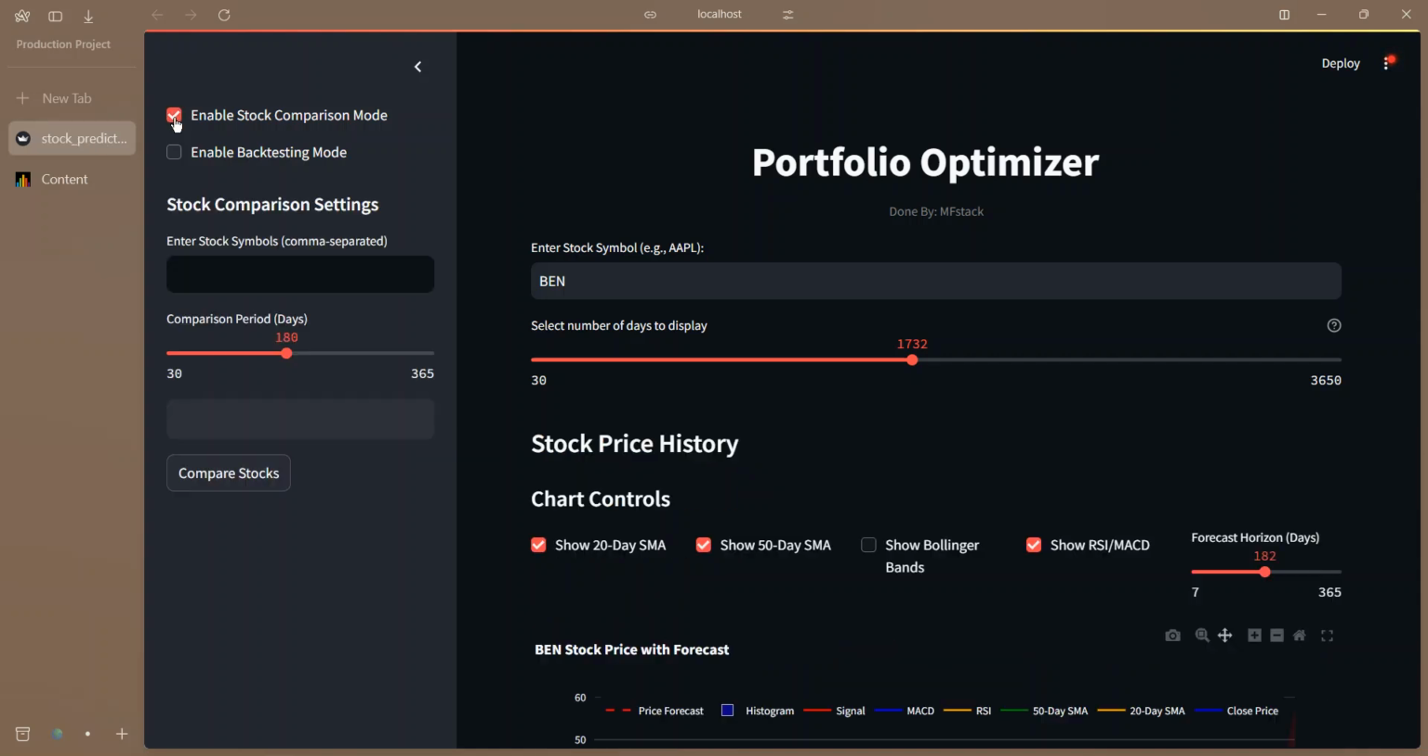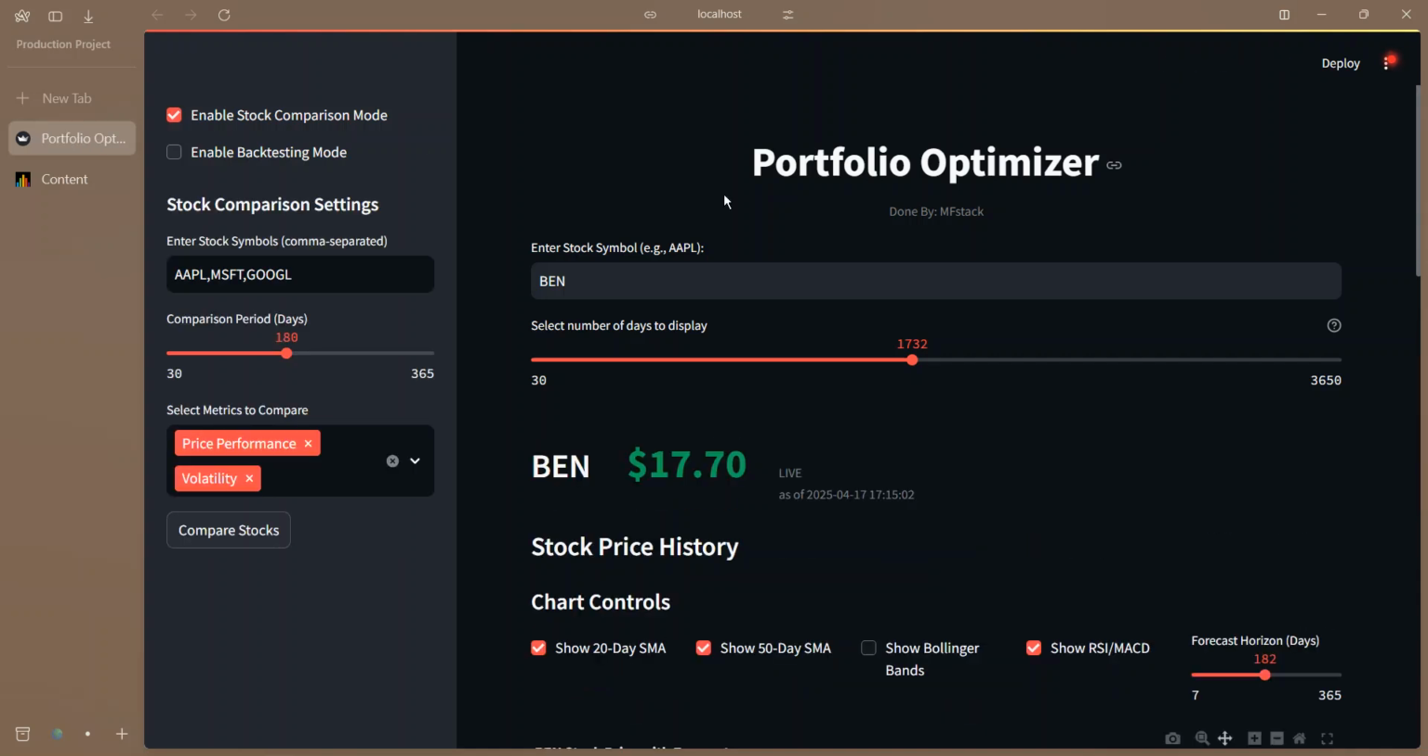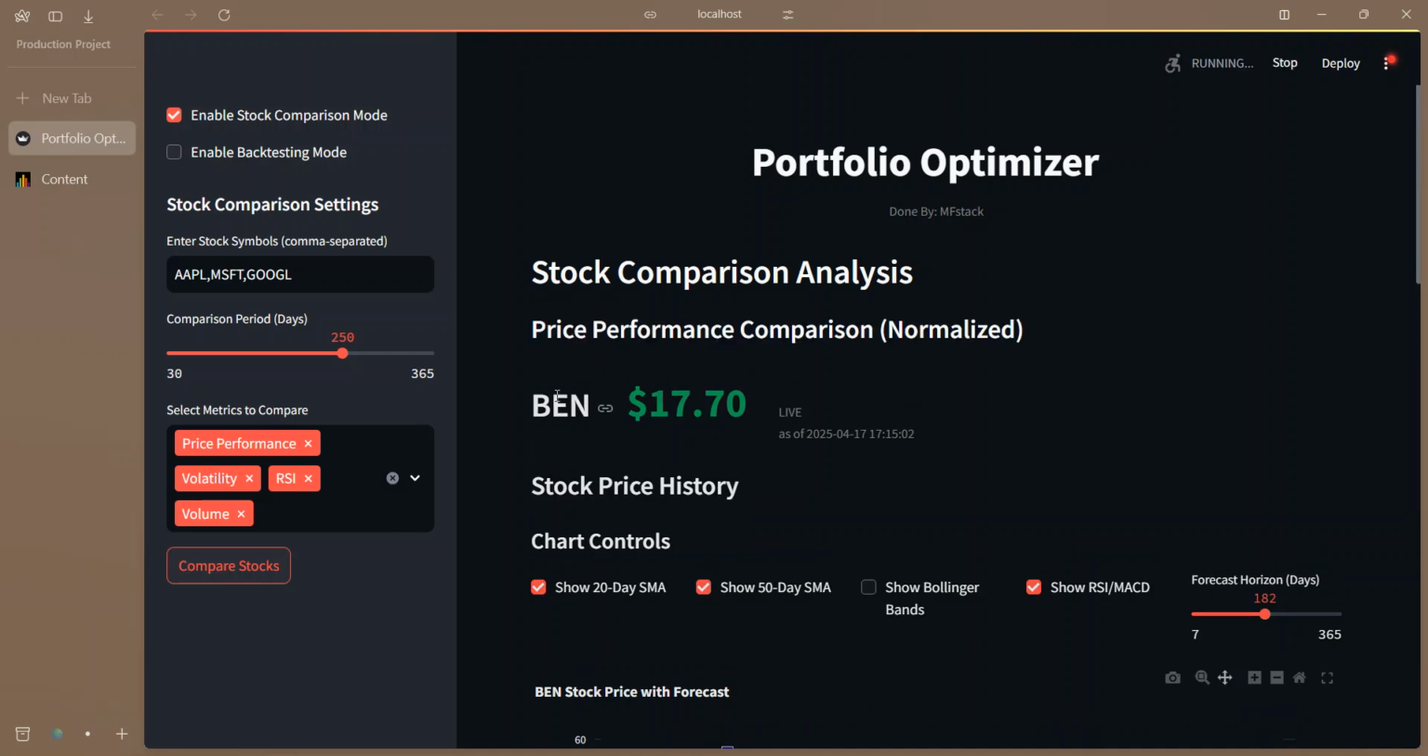Now I've added 2 other modes into the program, one of them is the stock comparison mode, and the other is the backtesting mode. The stock comparison mode is basically the closest thing to building, let's say, a portfolio, so I can compare the stocks to each other and their metrics. Over here, we can increase or decrease the days of comparison, and we can also add the metrics that we want to compare.